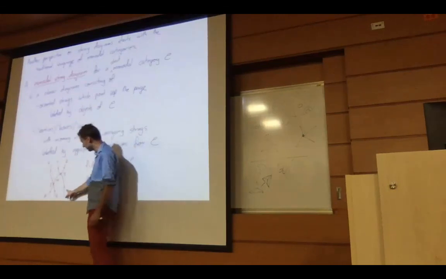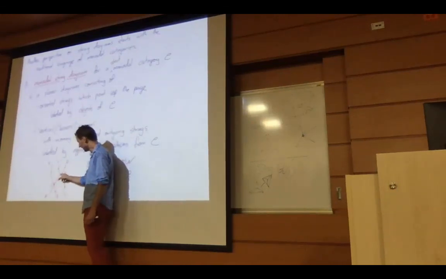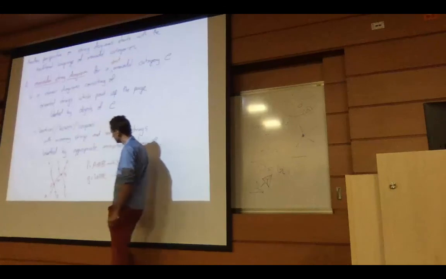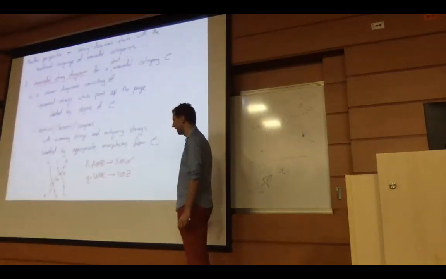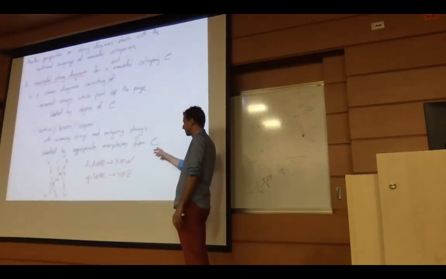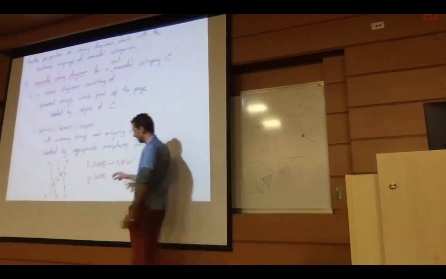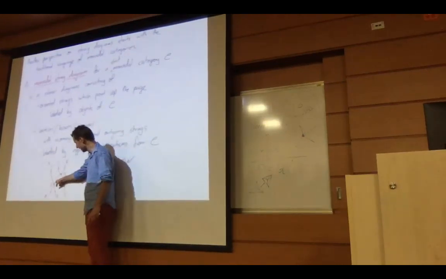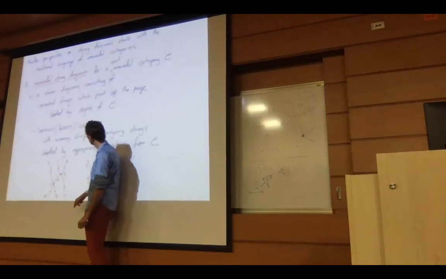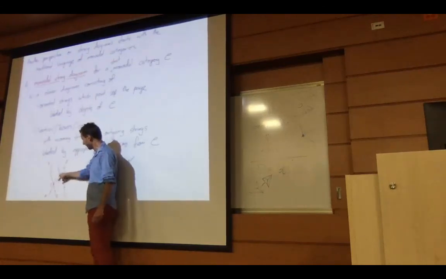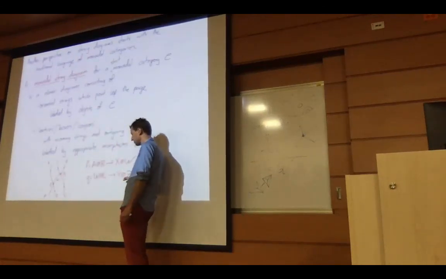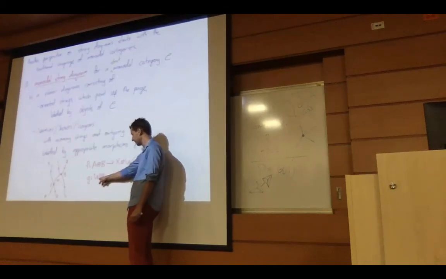And those vertices have some strings that enter it from below and some strings that exit above. And those vertices should be labeled by appropriate morphisms from the monoidal category. So here G has strings coming in labeled by W and C, and has strings going out labeled by Y and Z. And so G should be labeled by a morphism from W tensor C to Y tensor Z.